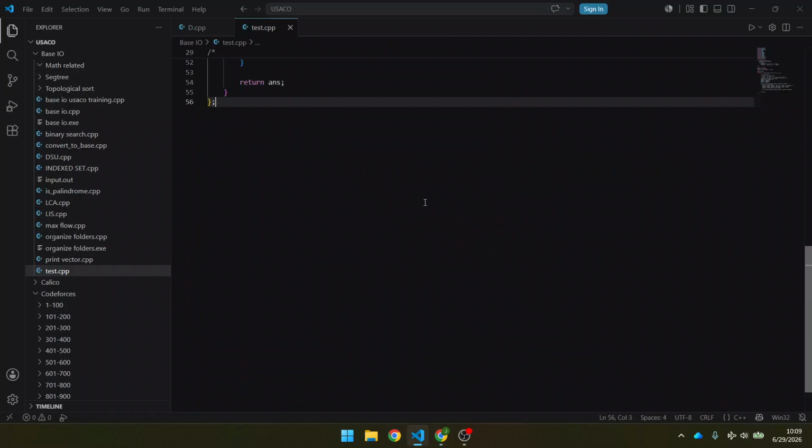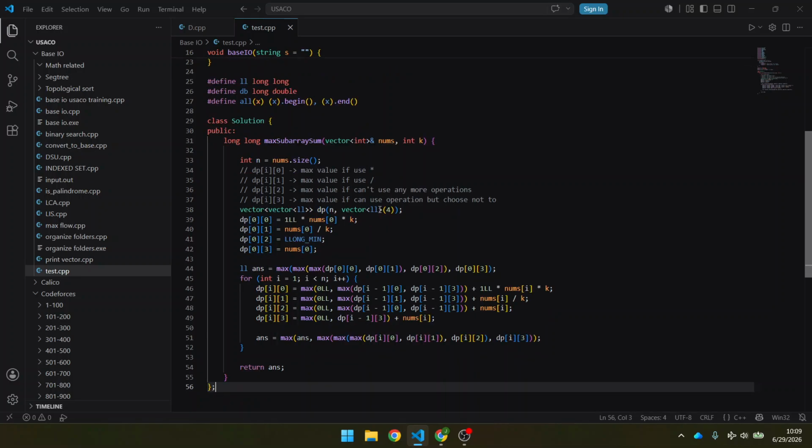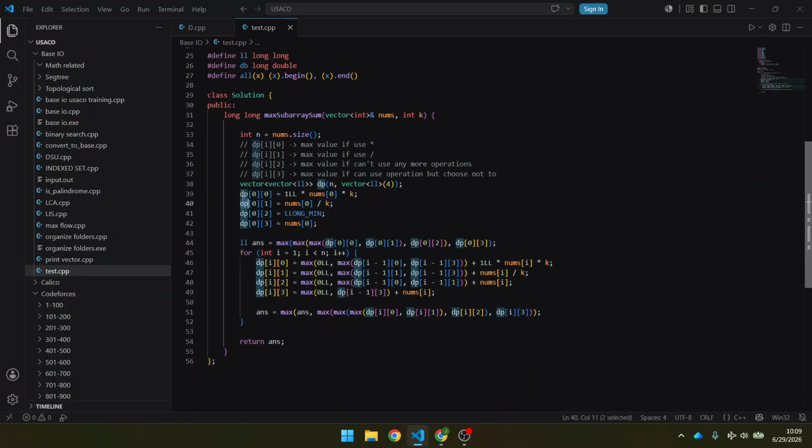So problem three is the one I upsolved. First, during the contest, I tried using a segment tree, but it was actually a DP. So I figured that it was probably a DP instead. So what I did here, I put four states in the DP. The zero state is if it's using the multiplication. First state is using division. Second state is if you can't use any more operations, so you already used all the operations you can use, a multiplication or a division at the beginning. And number three is if you haven't used any operations yet.